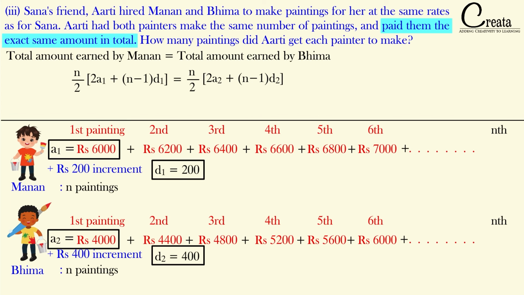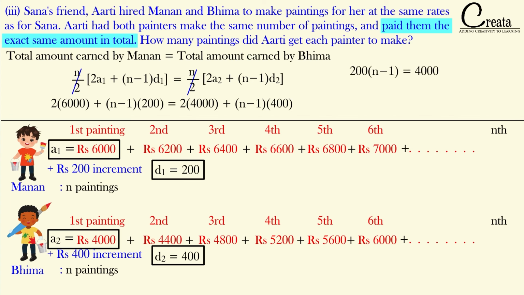Let's equate both the equations or both the formulas. Here n by 2 and n by 2 will cancel out. Let's put the values of A1, A2, D1 and D2. Let's solve for n. We got n as 21. So the answer is 21. So both Manan and Bhima have completed 21 paintings, 21 paintings by Manan and 21 paintings by Bhima. That is the answer of the question.